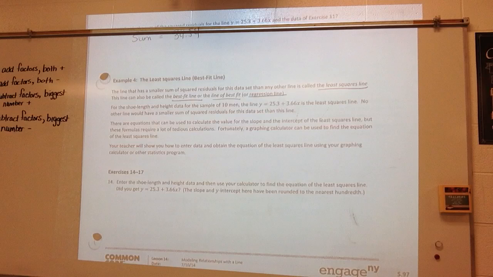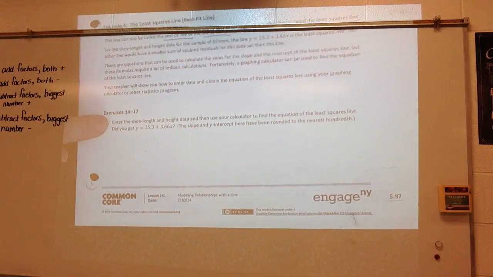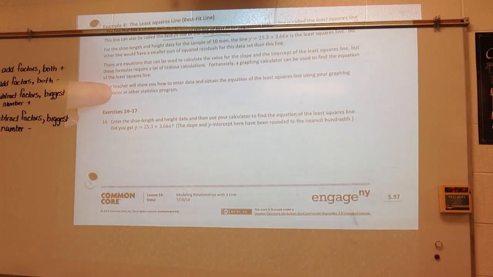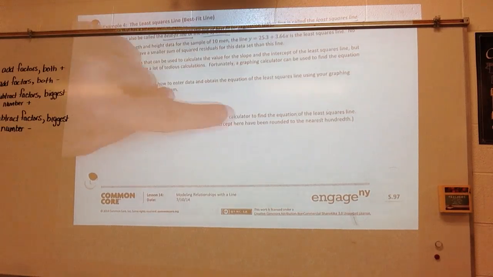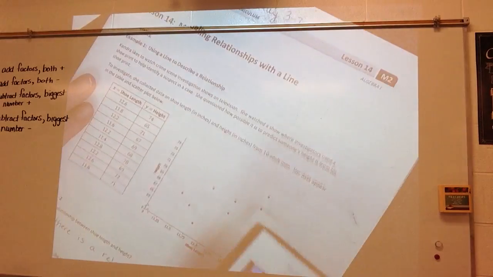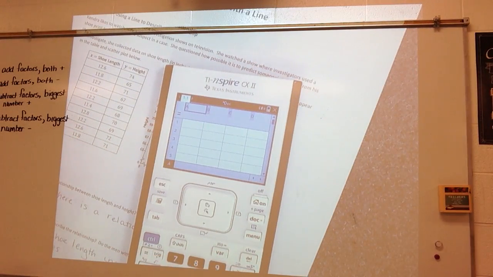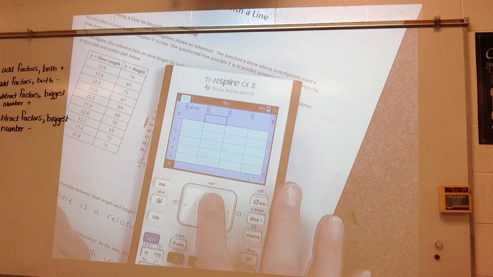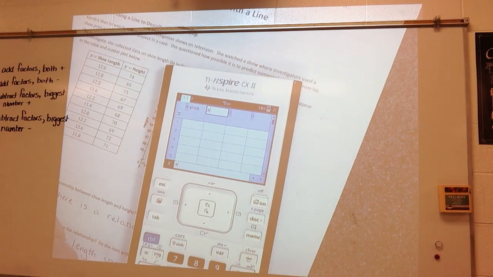So I'm going to go in and I need to enter all of my data. It says enter the shoe length and height data, then use your calculator to find the equation of the least squares line. So I'm going to go back to my data here, and I'm going to let this be the shoe length. And then I'm going to come over here and let this be height.